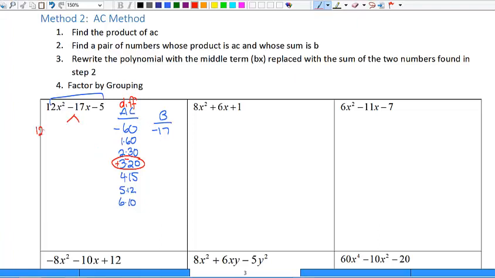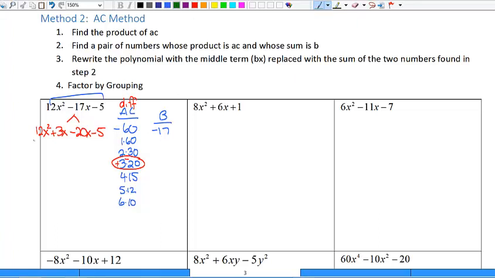So I have 12x squared, and the middle term, I'm going to take these two numbers and split them up to be +3x and -20x. Just like when we distributed two binomials, we had 4 terms first before we combined like terms. So what I'm trying to do here is uncombine like terms with a very specific set of numbers so that grouping works.